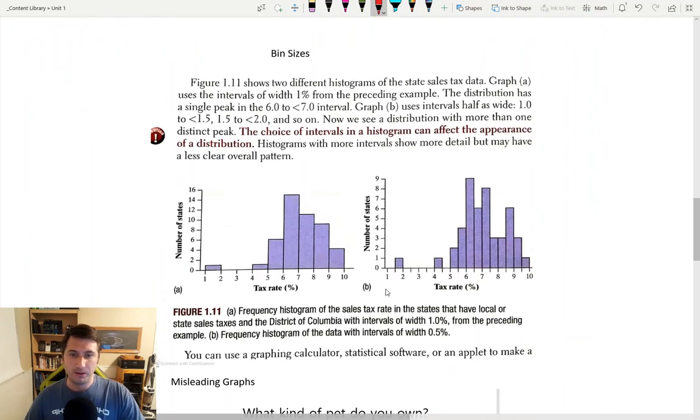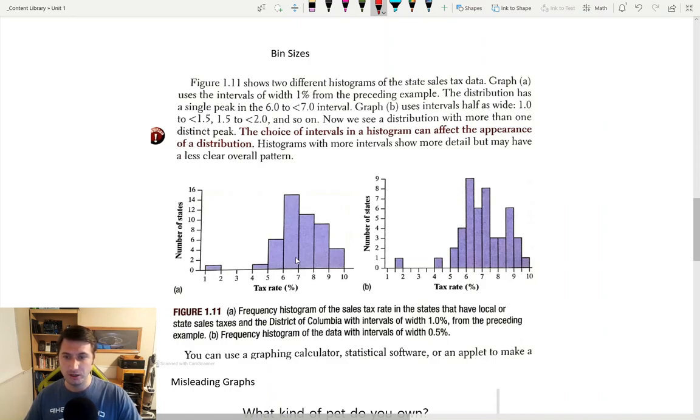Now, at the beginning of that process, we chose the bin size. Remember, I wanted to count by ones. You don't have to count by ones. And sometimes changing the bin size can really change the picture you're given.